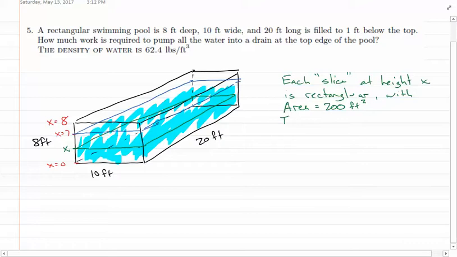And we do have to consider the thickness. And since we're considering it a very thin slice there, we can call the thickness delta x, or even dx if we want to. Okay, so how much work is required to pump that slice to the top?